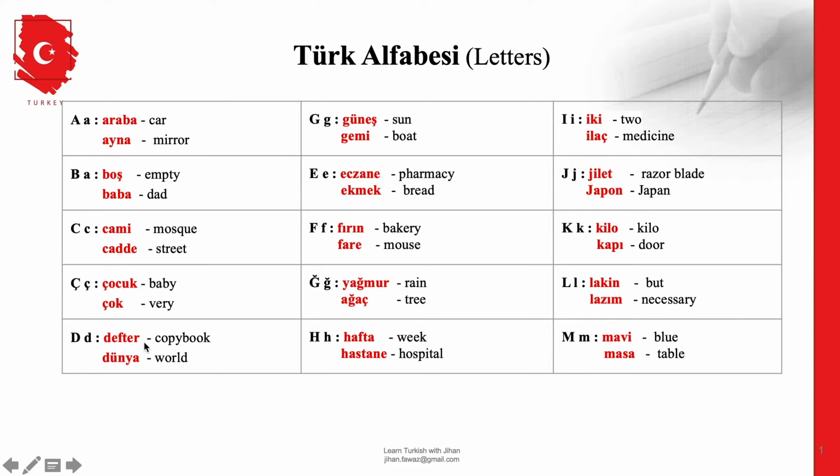D, defter, dünya. G, güneş, gemi. E, eczane, ekmek. F, fırın, fare.